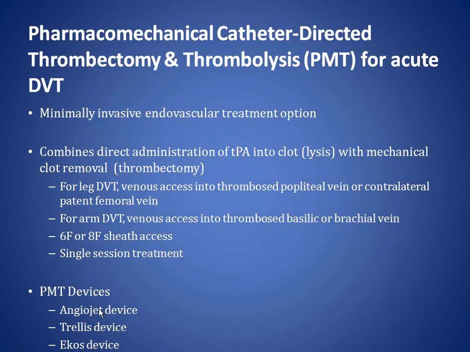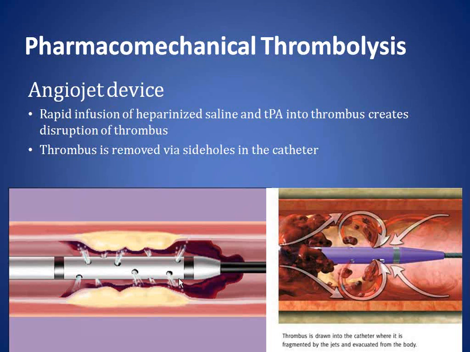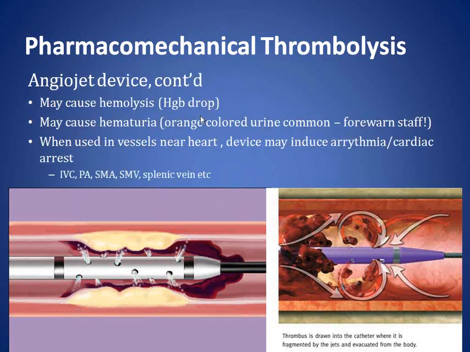So some of these devices you may have heard of. There's others, but the three most common ones are the AngioJet, the Trellis, and the EKOS device. They work by different principles. The AngioJet device basically has these high jets that create a kind of vortex effect, where the TPA in the saline is injected in. Then you use heparinized saline and flush it up to create these currents that break up the clot, and then you suck the clot out through the catheter.